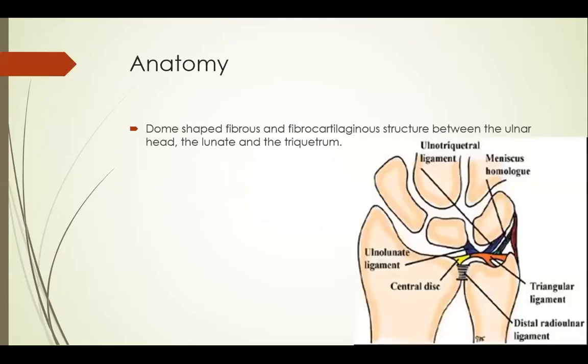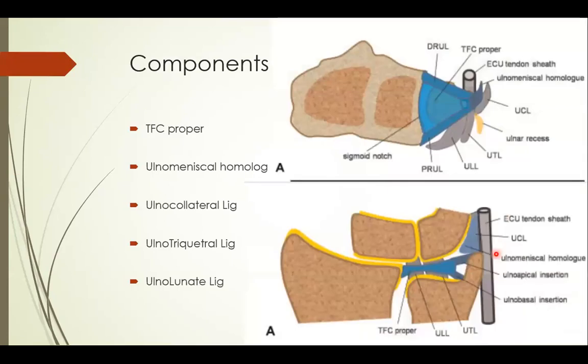Starting off with the anatomy, it's a dome-shaped fibrous and fibrocartilaginous structure that is between the distal margin of the ulna and the medial carpal bones of the proximal row. Coming to the individual components, please focus on the figure. TFC proper is the most important and the largest structure here. This is a disc-shaped biconcave structure, triangular in shape, bordered by the dorsal radioulnar ligament and the volar radioulnar ligament. You can see the sigmoid notch here from the medial margin of the radius. You can see the medial margin being formed by the ECU tendon and its sheath and the ulnar collateral ligament.